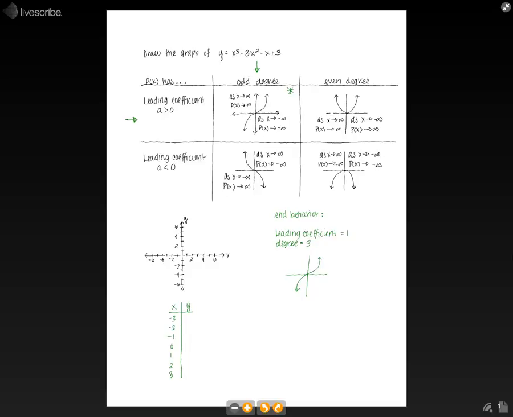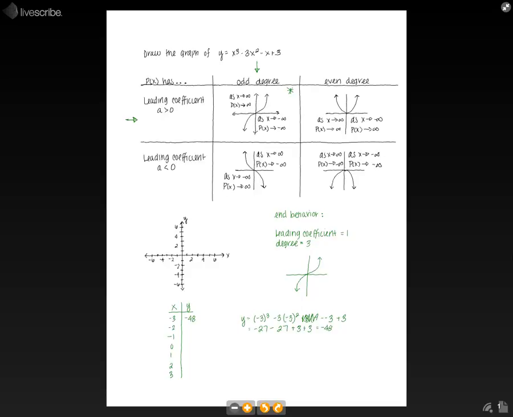Alright, so to do this we're just going to plug the points into the equation we're given. So -3 cubed minus 3 times -3 squared minus, this should be minus -3, plus 3. Alright, so this is equal to -27 minus 27 plus 3 plus 3, which is equal to -48. Alright, so we'll put that in our table.